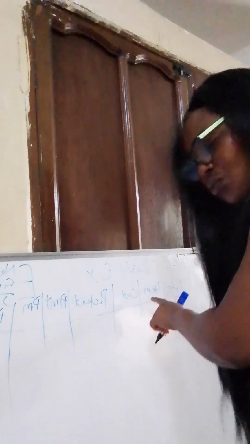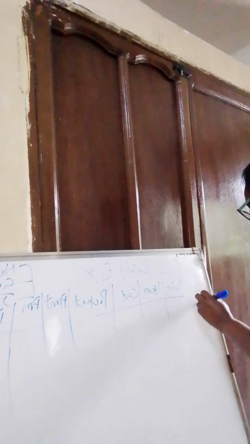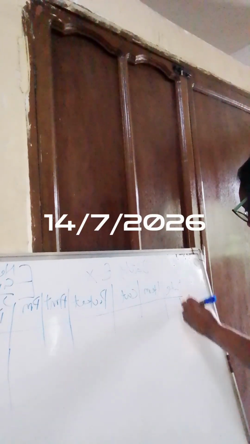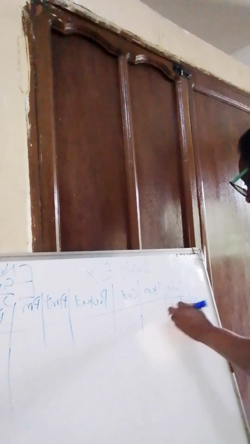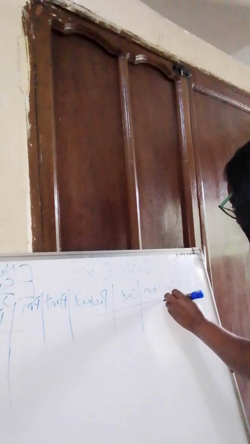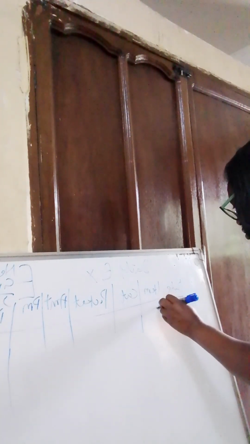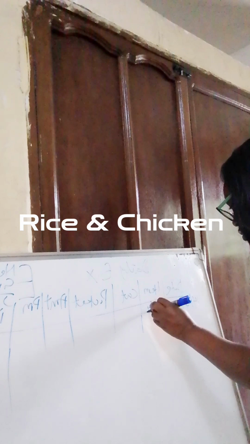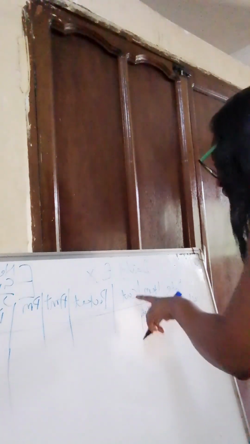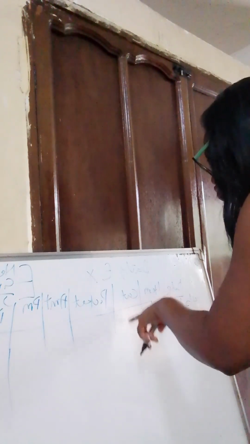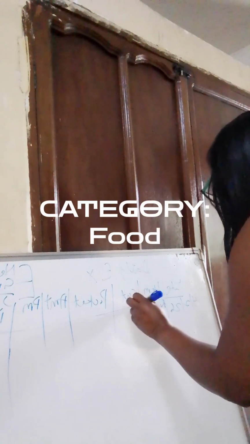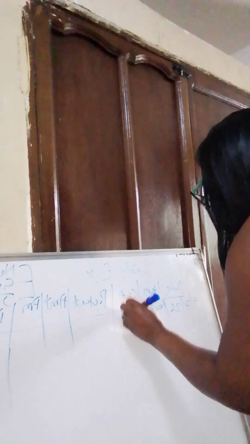So under date, what's today's date? Today is 14/7/2026. We'll abbreviate it. So the first item we did was, let me say, rice and chicken. So under this category, what category does rice and chicken fall into? It falls into food.